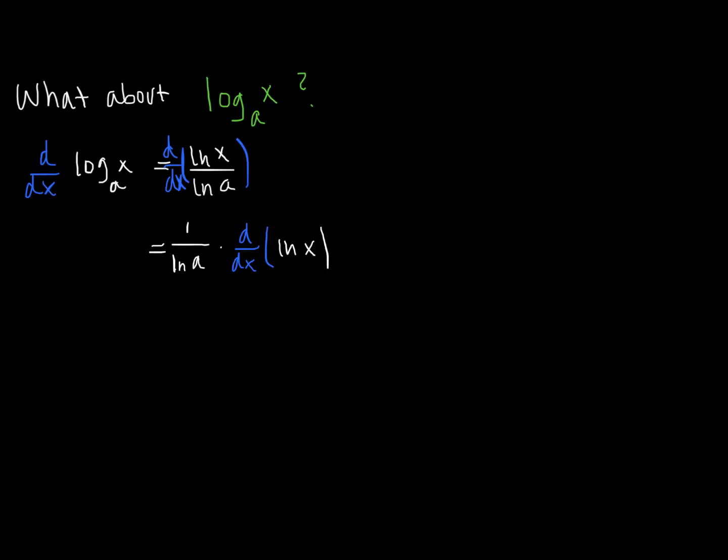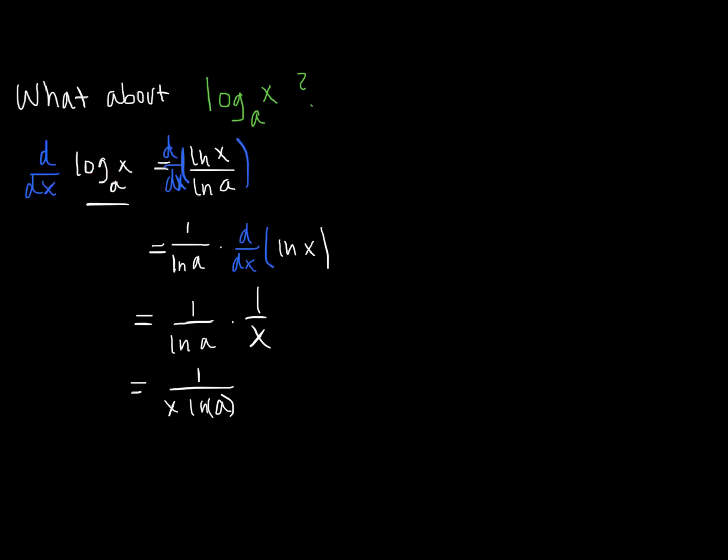And so I can easily find the derivative of the natural log of x. That's just going to be 1 over x. And so this will be 1 over natural log of a times 1 over x, which is equal to 1 over x times natural log of a. And that's the derivative of log with a different base of x, log base a of x.